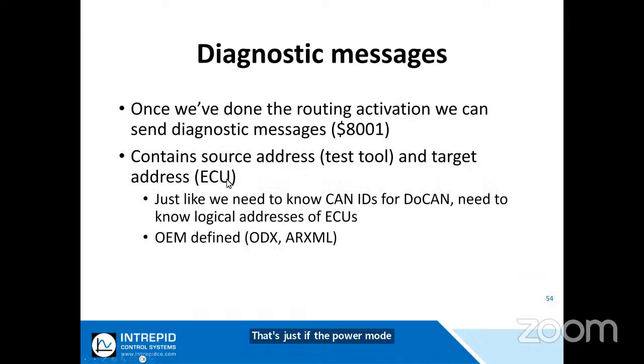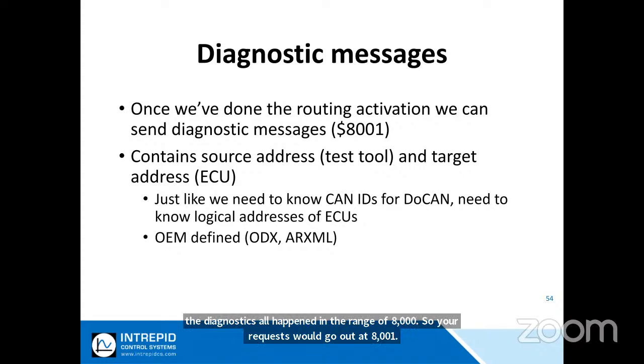Then finally, we're at diagnostics. So we got through that four-step overview. We're finally getting ready to send some diagnostics, okay? The diagnostics all happen in the range of 8000s. So your requests would go out in 8001.